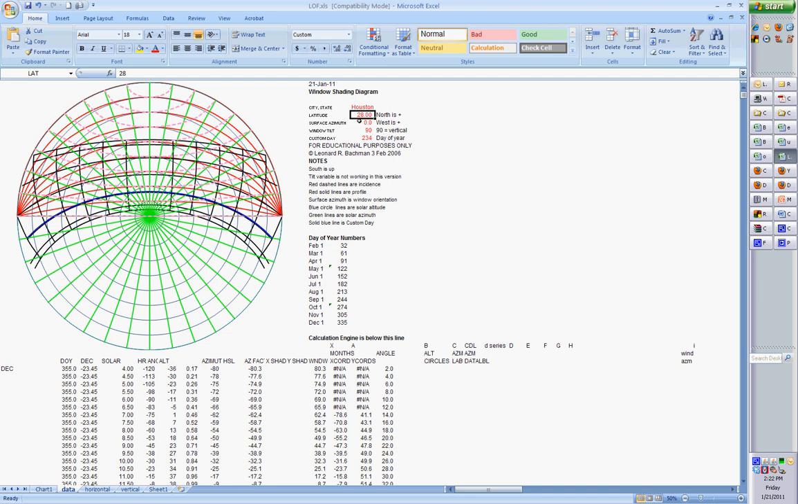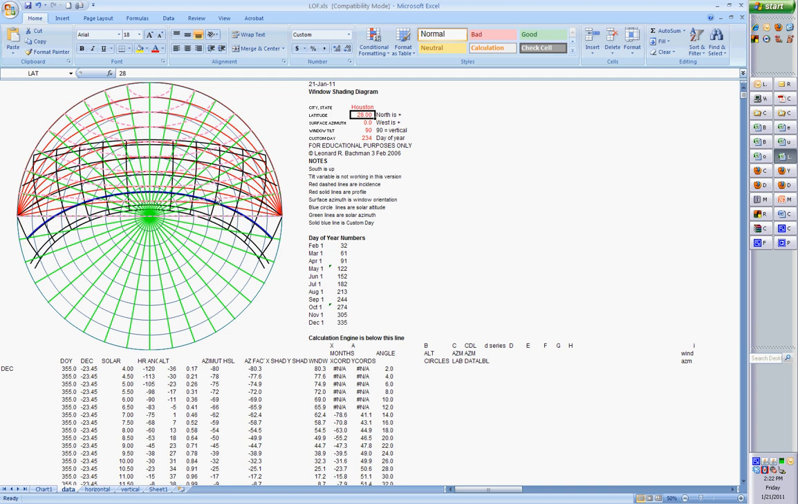0, and morning angles would be negative if it was facing east of south. If it was facing west of south, those would be a positive surface azimuth. Again, we're going to leave the window tilt at 90 for vertical, and if we want to change the day of interest that we are looking at, that would be this blue line, then we can change the custom day designation here.